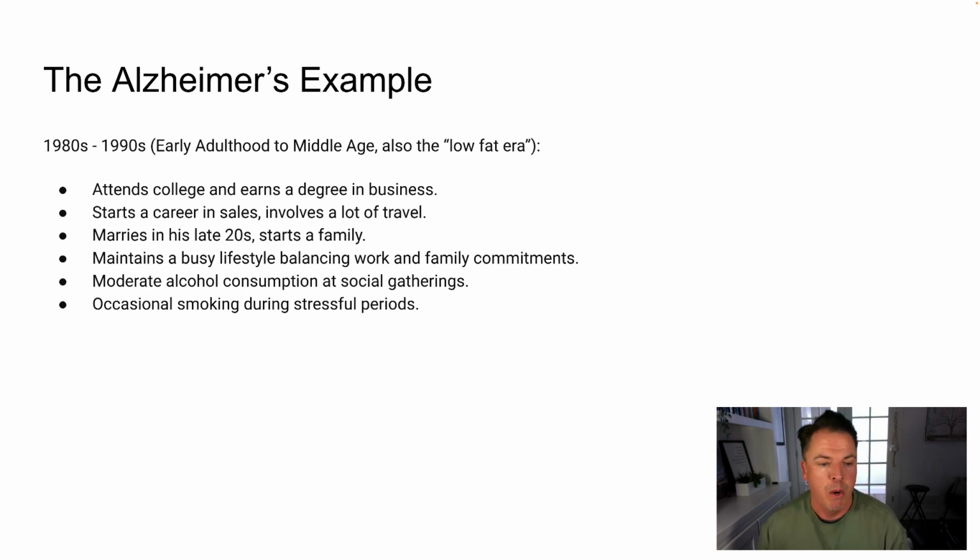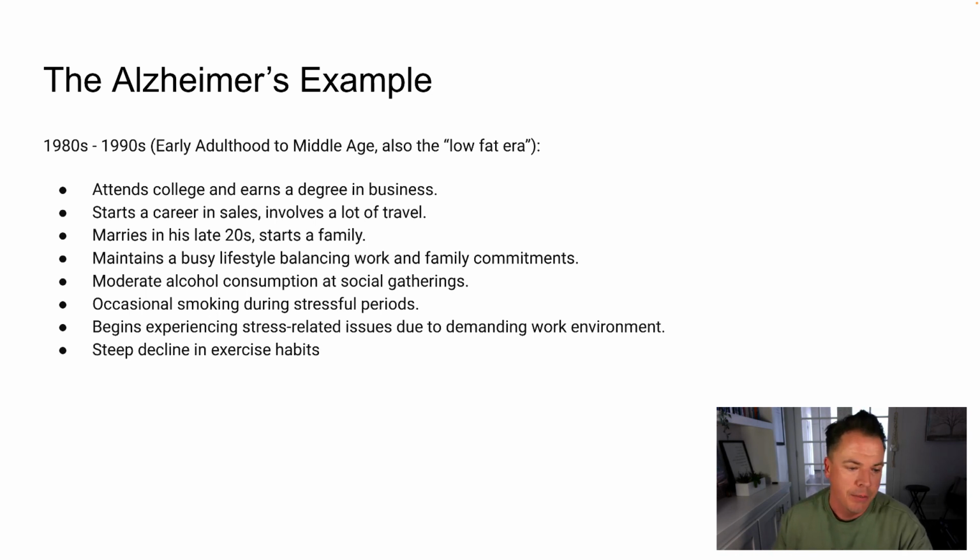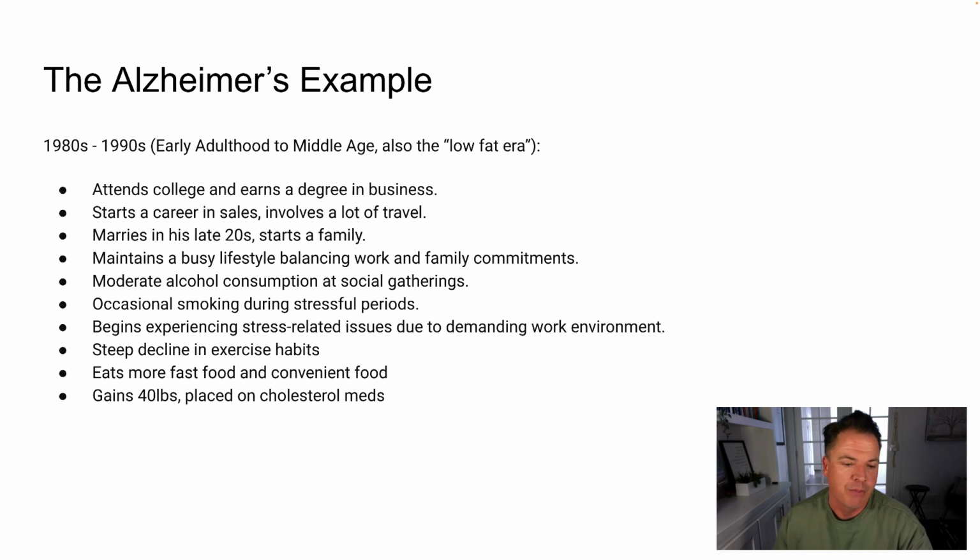And then occasional smoking during stressful periods. And then he begins experiencing stress-related issues due to a demanding work environment. So work is stressful. All of this is contributing to this cell danger response for John. And then sleep declines as well as exercise habits. He eats more fast food, more convenience food. And he gains 40 pounds based on cholesterol medication. This is a pretty average case.